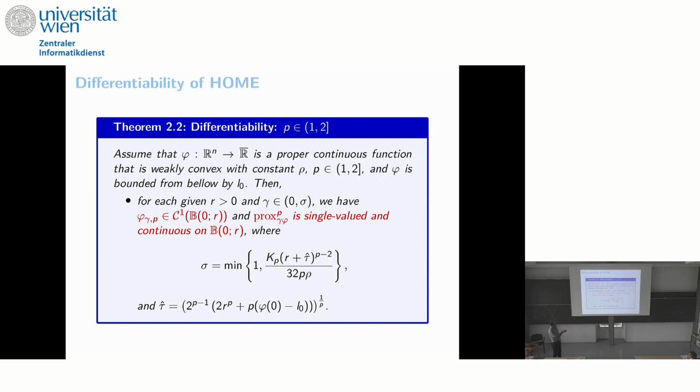Okay, in the case P between 1 and 2, I can show that the proximal point method, if I consider this prox operator, if I consider the constant big enough, always the prox operator belongs to this area, and it is single valued, and my function is continuous. Okay, this is the first result that we have.